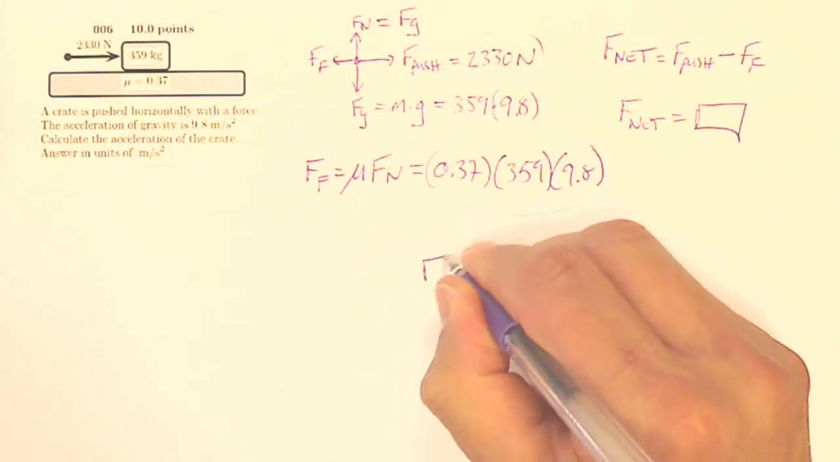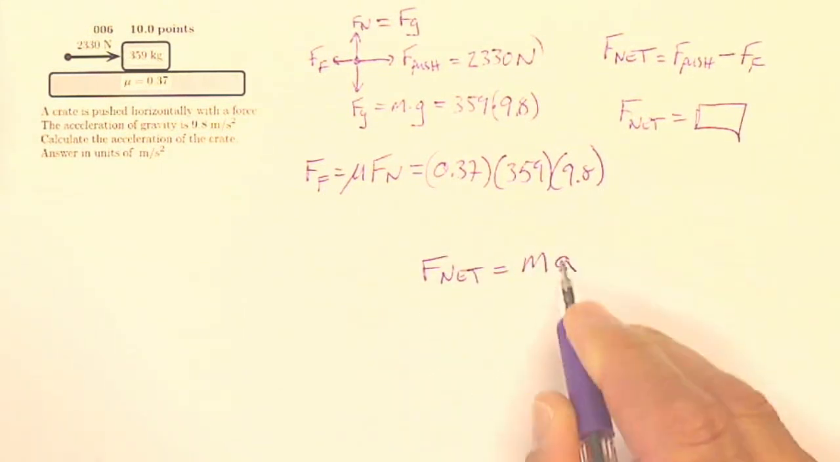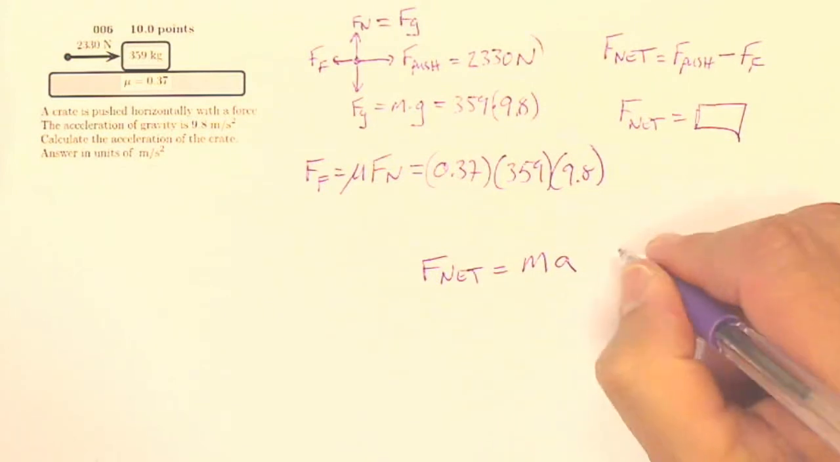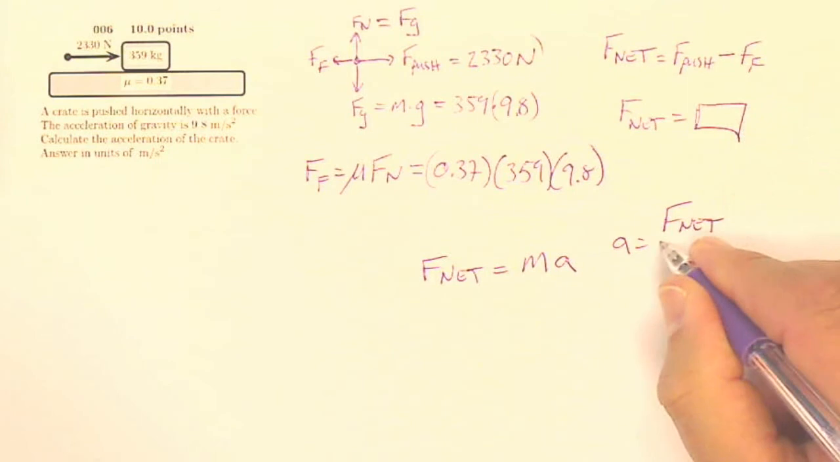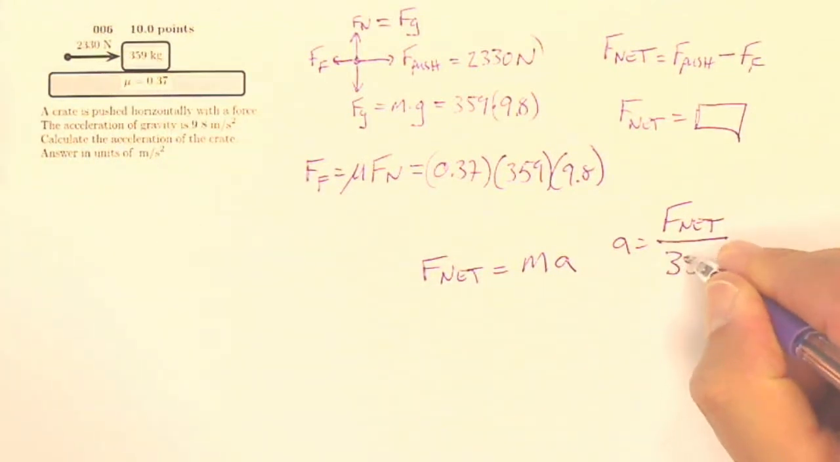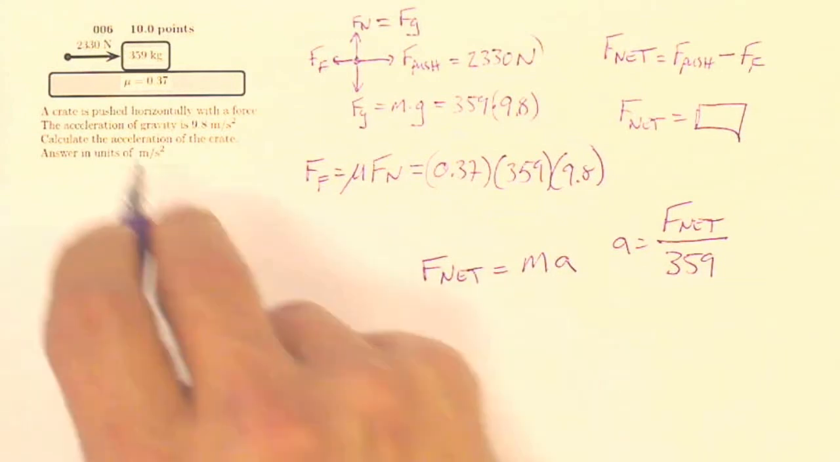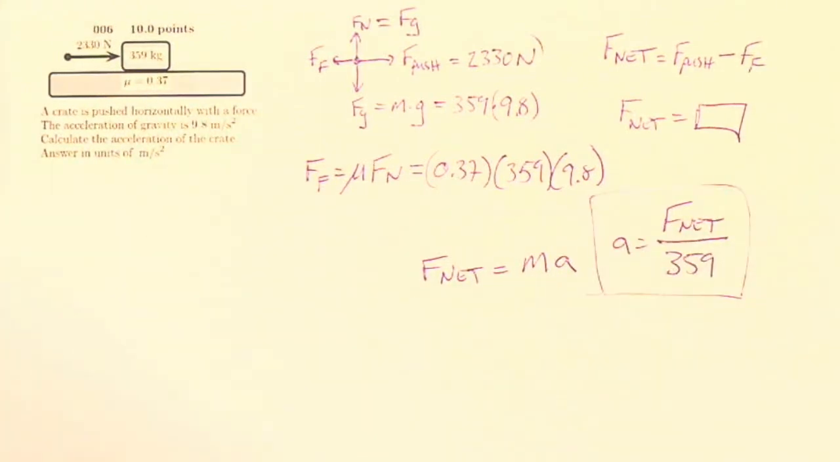Well, I also know that F net equals ma, and I'm looking for the acceleration. So my acceleration is going to be F net, which I calculate here, divided by my mass of 359. It's my mass of my crate in kilograms. So that will give me the acceleration of the crate.